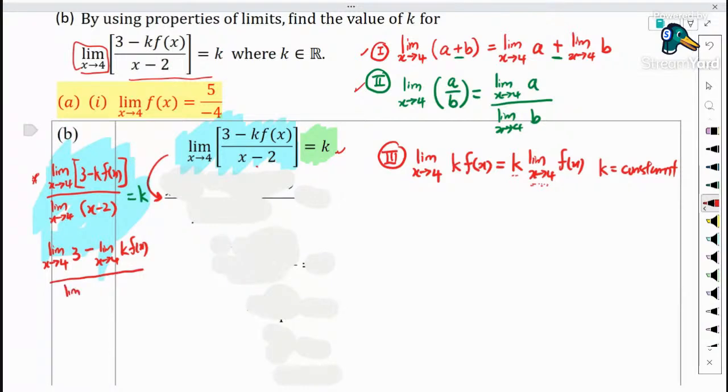bottom. I would not like to split them. I would not like to split the x and 2. I just maintain it alone, because just in this form, x minus 2 is good enough for us to proceed to do substitution and get the answer. And then don't forget the right hand side equals k as well.